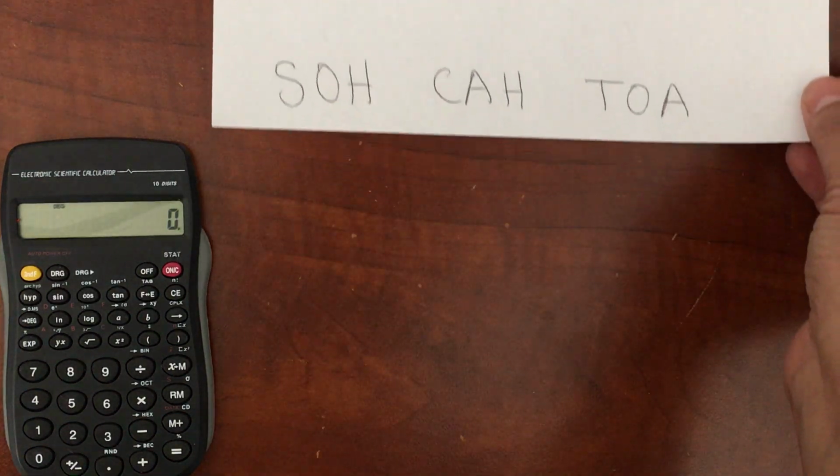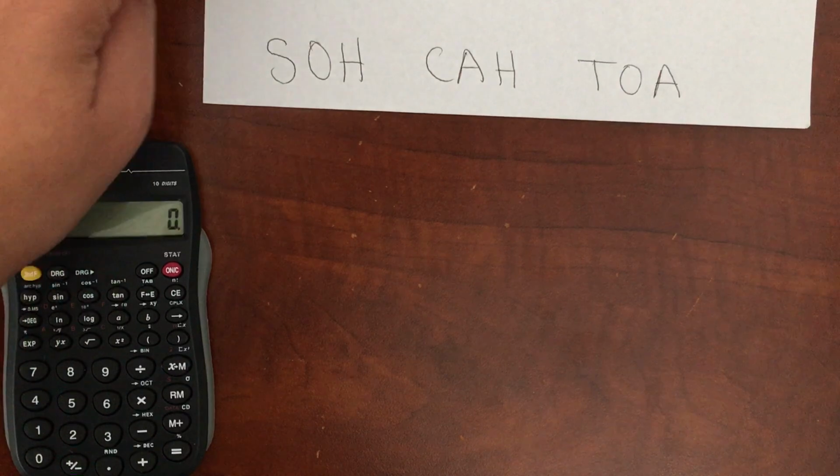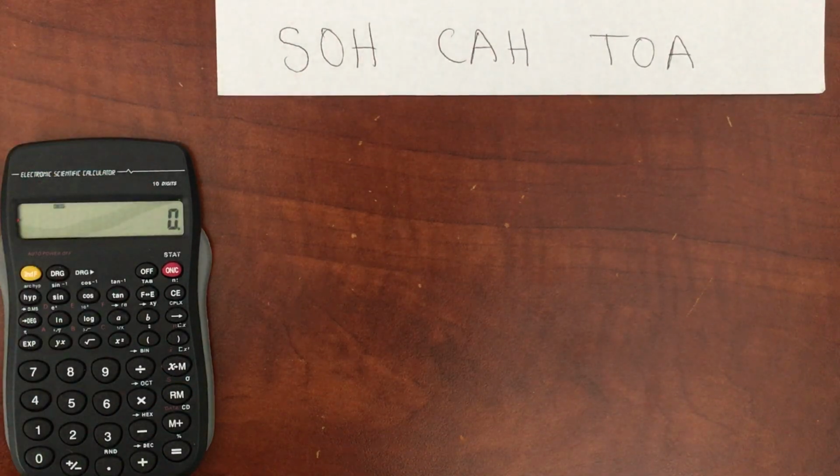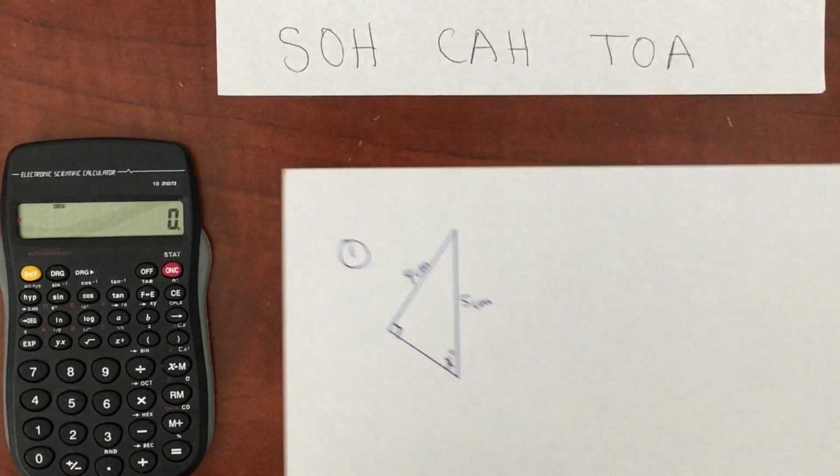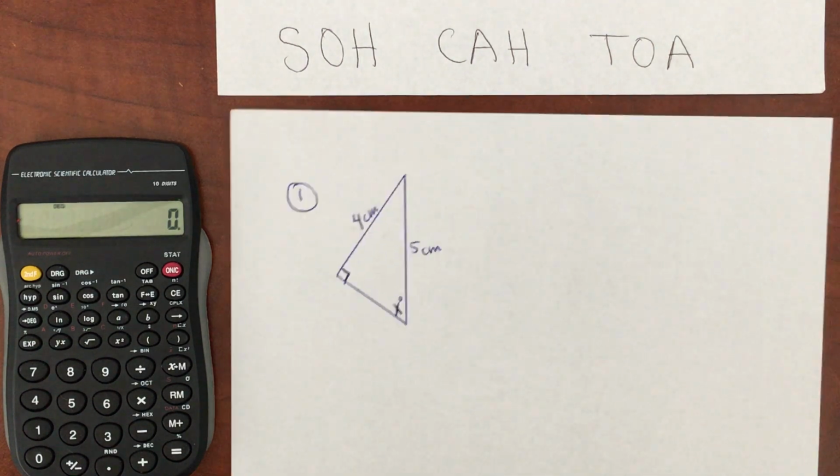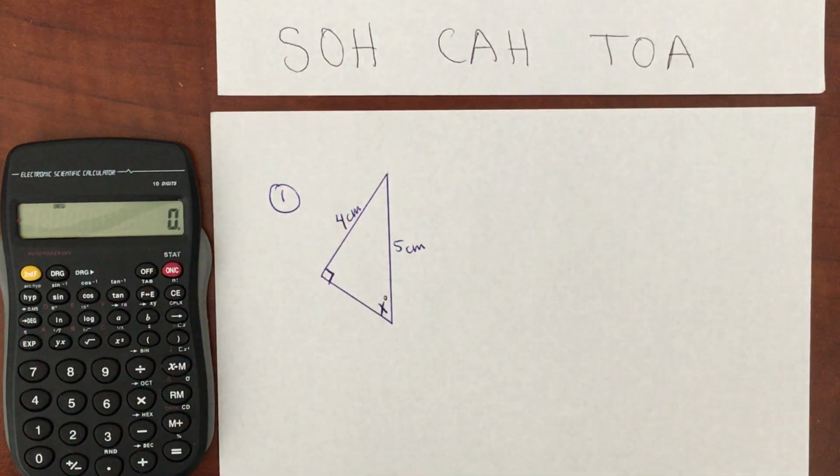And so we're going to continue to use SOHCAHTOA, SOHCAHTOA, SOHCAHTOA. But we're going to be using the inverse of sine, cosine, and tangent.